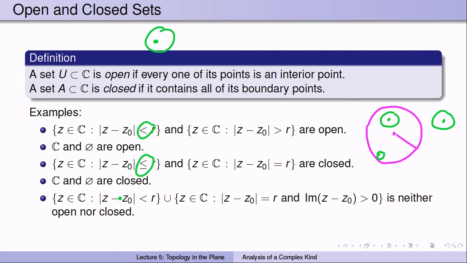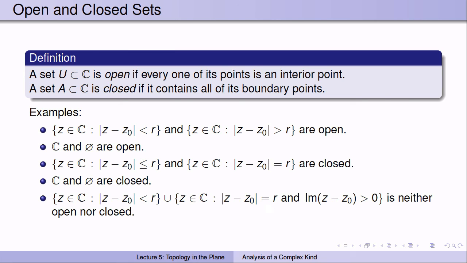Here's a set that is neither open nor closed. The set is the disk of radius r centered at c0, but now I'm including parts of the boundary, but only those parts for which the imaginary part of z - c0 is greater than 0. So I'm looking at this disk of radius r centered at a point c0.